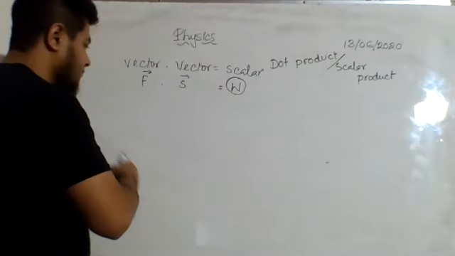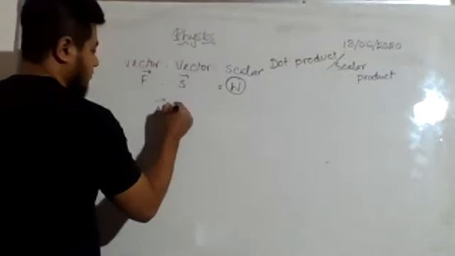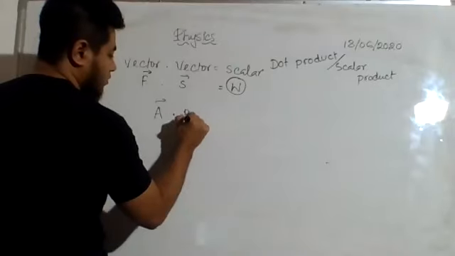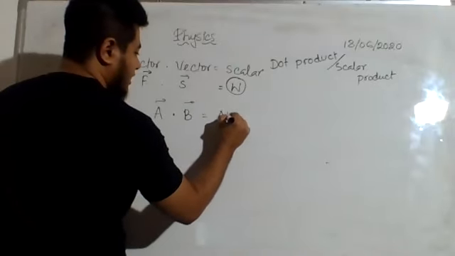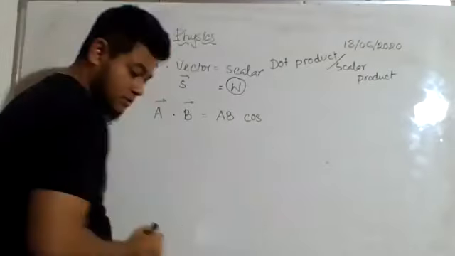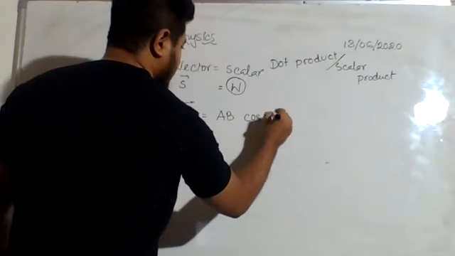Now, according to the formula, we can say A dot B is equal to AB cos, and what is the angle between them? They are considered theta, so A dot B equals AB cos theta.